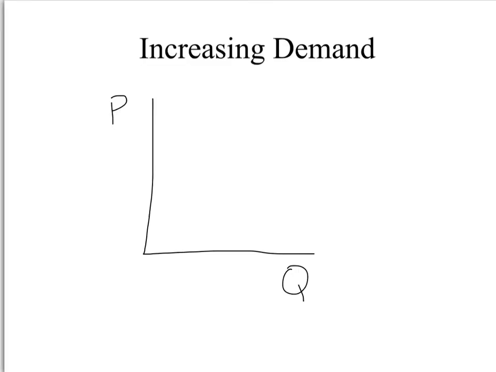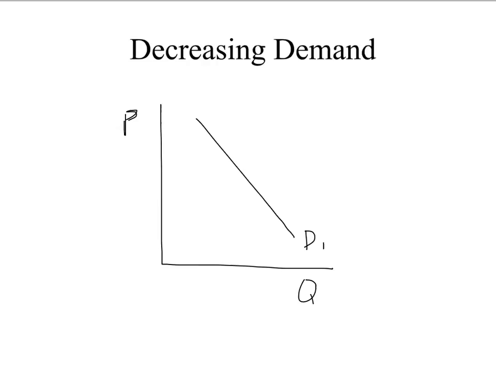On our axis we have price in the vertical, quantity in the horizontal. We have demand as downward sloping, and an increase in demand is shown by a shift to the right. Increase in demand, increase to the right. To decrease demand, we shift demand to the left. And there's our second demand curve.